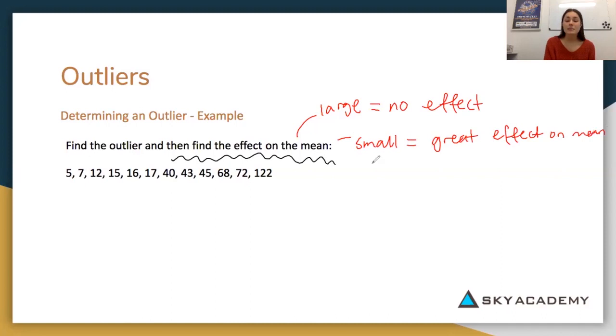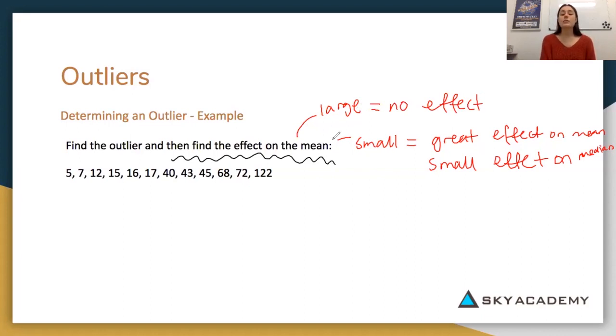and a small effect on the median. So a small data set may only have 5 values, whereas a large data set might have 500.